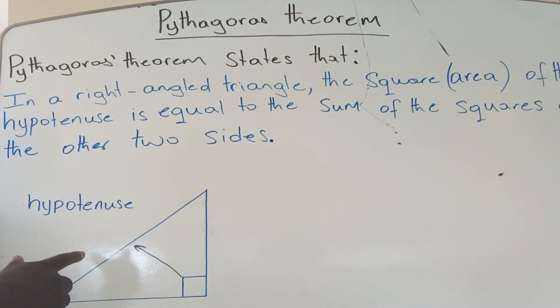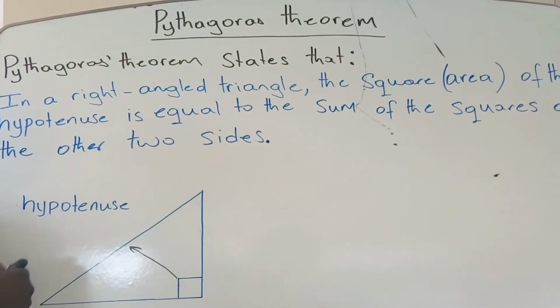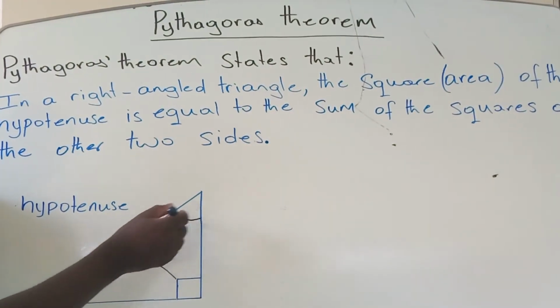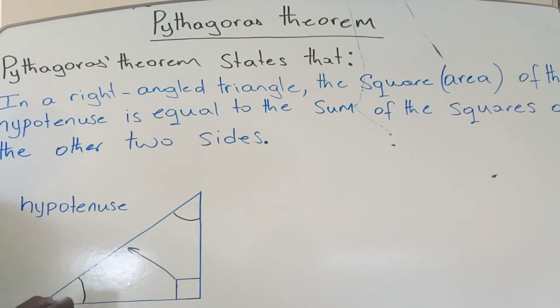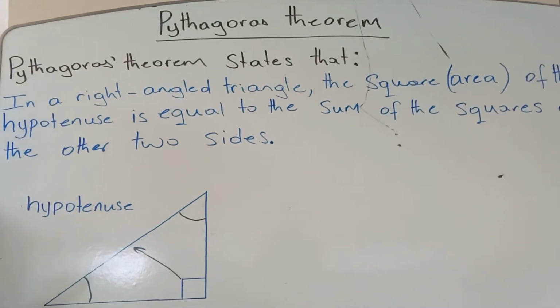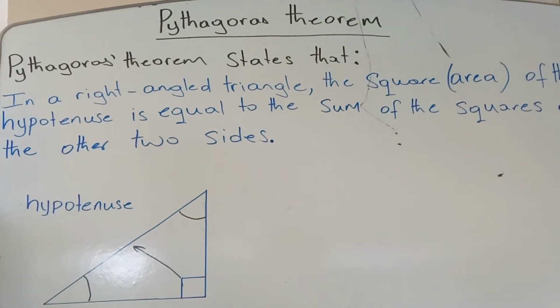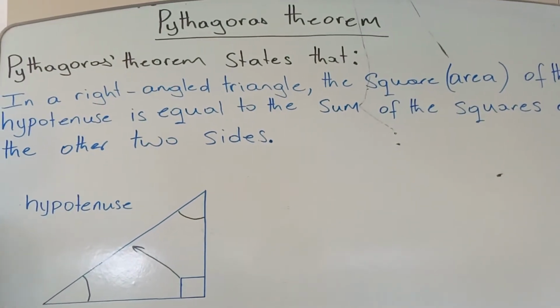Now the other two angles are acute angles, which is this angle here, and this angle here is an acute angle, and they sum to give 90 degrees. And you know from previous lessons that angles that sum to give 90 degrees, we refer to them as complementary angles.